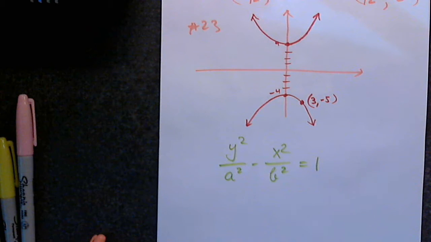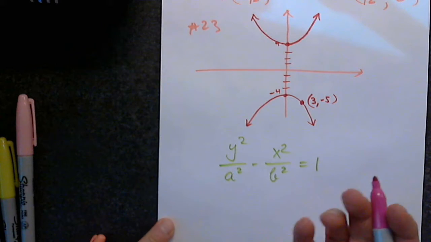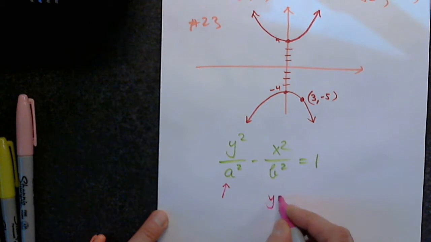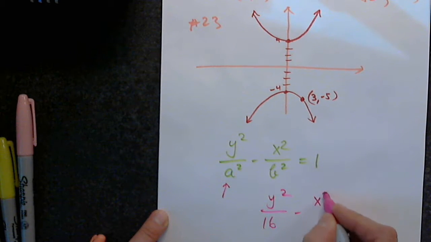Which one do I know? X and Y are the variables of the hyperbola. But what I don't know, my unknowns here, are A and B. Right. So which one do I know for sure? We know A. Yes. And if I know A, then I know A squared is 16. That's it. So what I know so far is this.